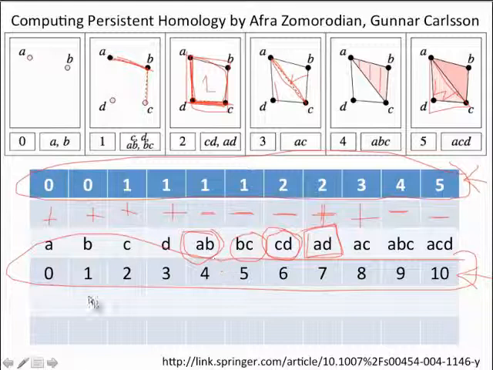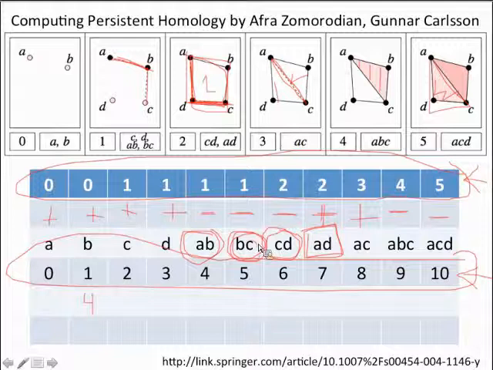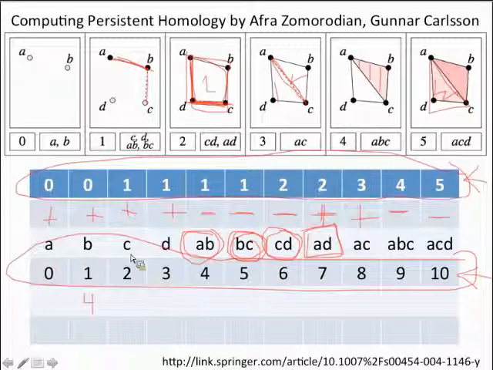So 4 will get paired with 1 because we are going to use 4 to destroy the youngest one. We're going to use 4 to destroy B. So AB will destroy B, so 4 gets paired with 1. BC, the youngest here is C, so 5 gets paired with 2.